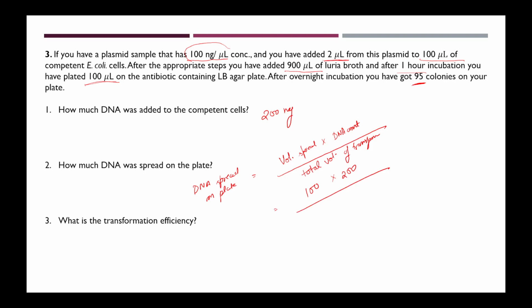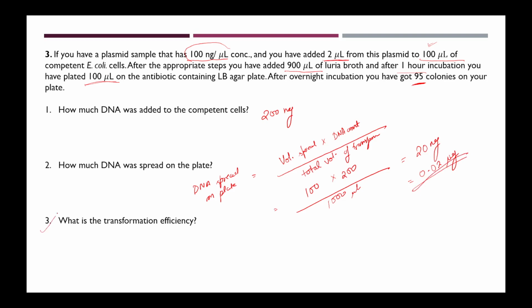900 microliters. No. You have added 900, but you already had 100 microliter of the competent cell. So 100 plus 900, total volume is 1 ml, 1000 microliter. So DNA spread on the plate will be 20 nanogram. Or if you want to say in microgram, you can say 0.02 microgram, because transformation efficiency we calculate in microgram generally. So this is the amount of DNA that is being spread on the plate.